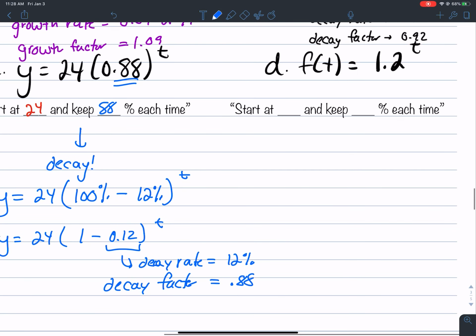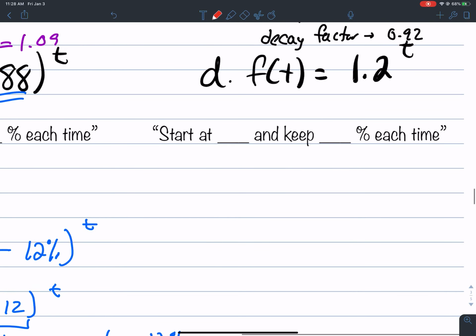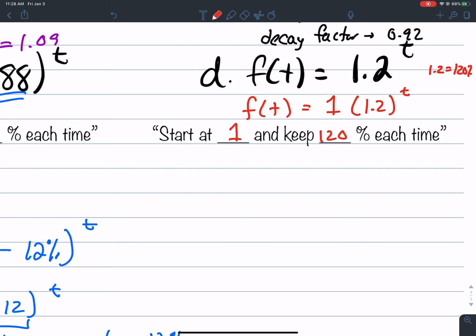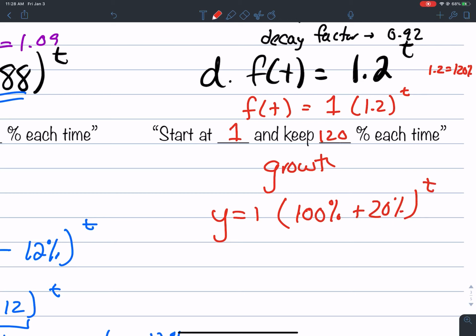The last one I wanted to address here is that sometimes they look weird, so you might need to rewrite it. Here it's written in function notation. If there is no A value, so here I can see that 1.2 is getting the power of t, that means that A value must have been 1. So here I can see that I'm starting at 1 and keeping 120% each time, because 1.2, if I multiply by 100, is 120%. So I know that I'm growing. If I had 100% to begin with, I must have added 20% to keep 120%. Then I can turn those into decimals.